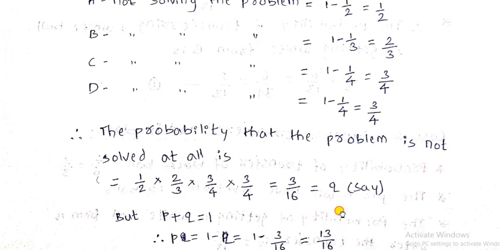With the help of the Q value, now we will calculate P, that is success, and here Q is the failure result. So P plus Q equal to 1, or P equal to 1 minus Q. So 1 minus the Q value of 3 divided by 16 gives the P value as 13 divided by 16.